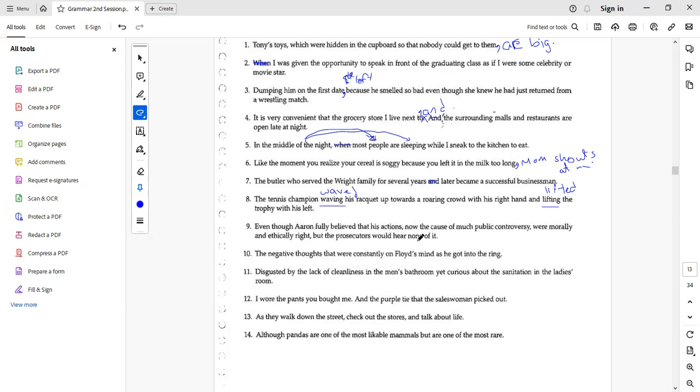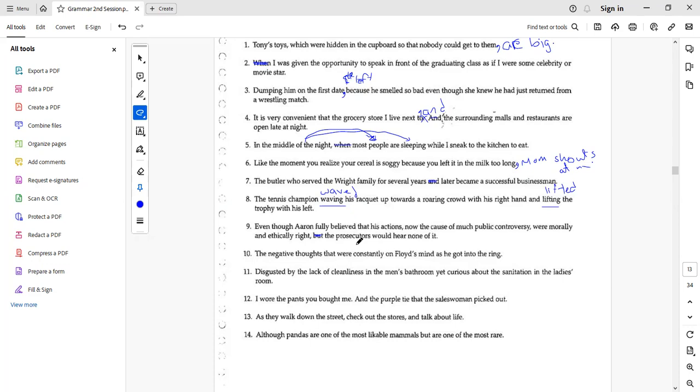Okay, number 9, Myrna. Even though Aaron fully believed that his actions, his action what? Then comma, now the cause of much public controversy, comma, were morally and ethically right, comma, but the prosecutors would hear none of it. We can delete something to make it right. Yes, perfect. Delete "but." So even though Aaron fully believed that his action, this one is called non-essential, were morally and ethically right, the prosecutor would hear none of it. This is not essential. It's my non-essential phrase.